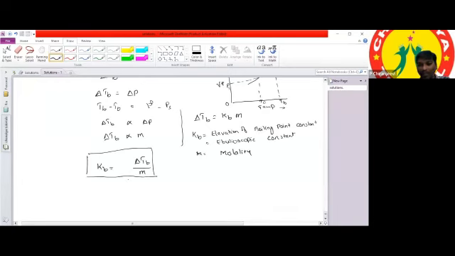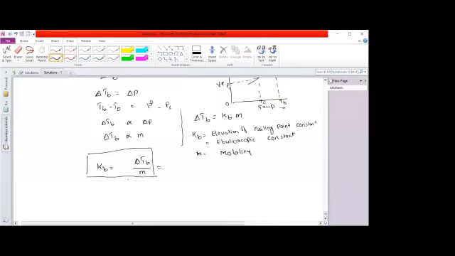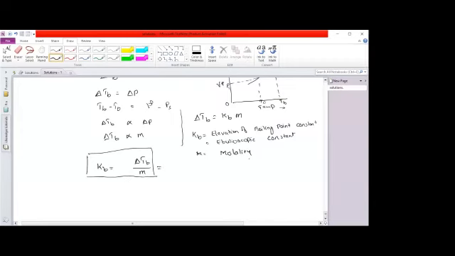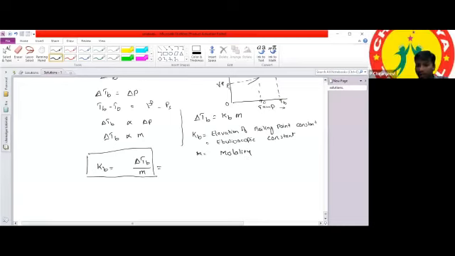What are the units? First of all, what are the units for the molality? Molality or molarity? Molality. Small m is represented as the molality. Sir, mole per kg, that is mol kg inverse.